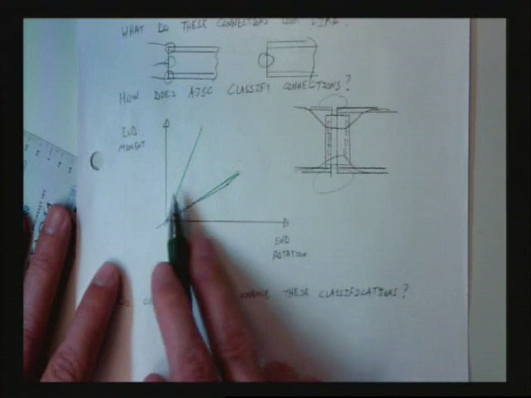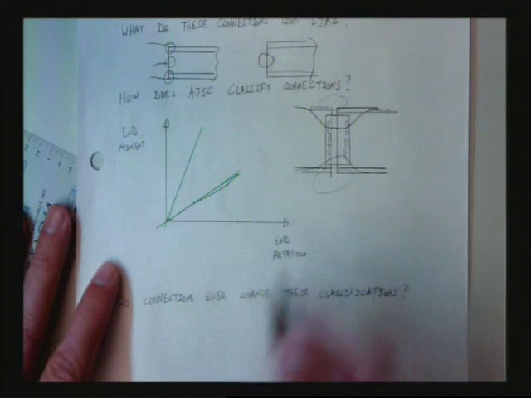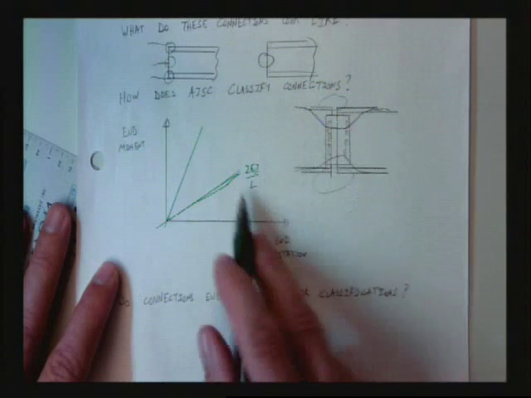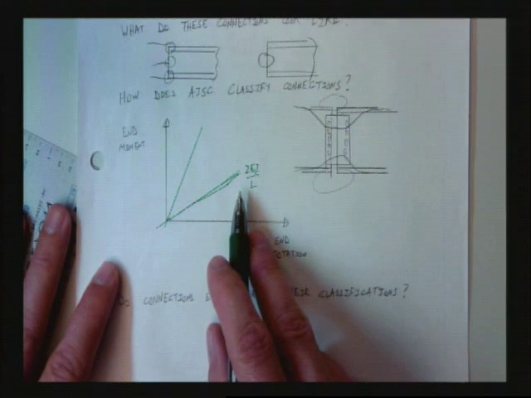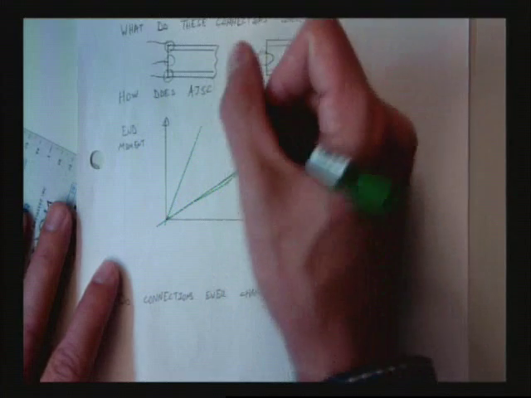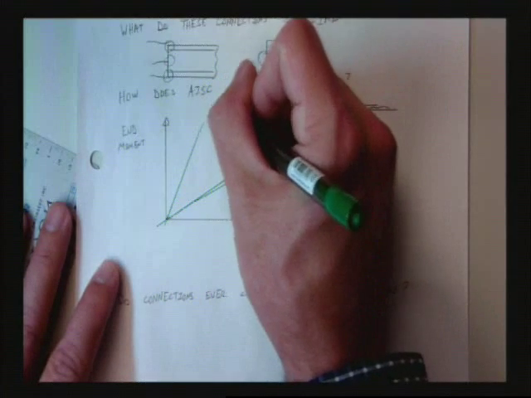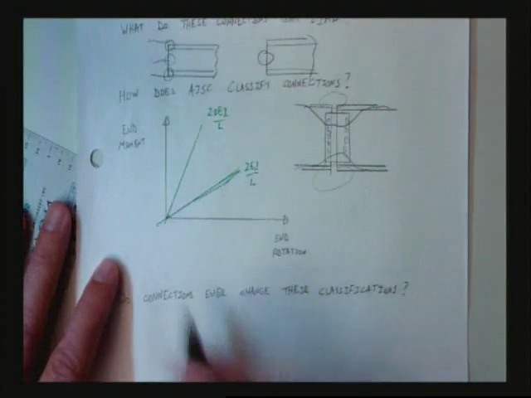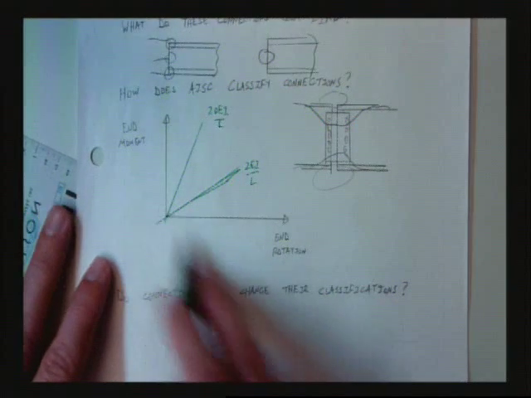And we have these things labeled. I heard 2EI over L. Yeah, 2EI over L. And that's actually the slope of the line. That's the slope of the line. And we had 20 EI over L, and that's the other slope of the line. And we have moment on one axis, and we have end rotation.